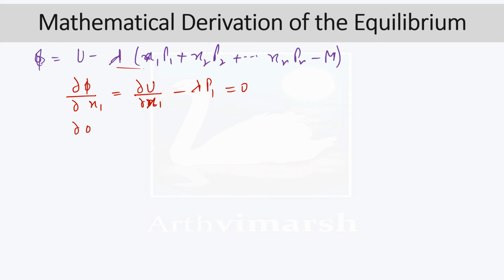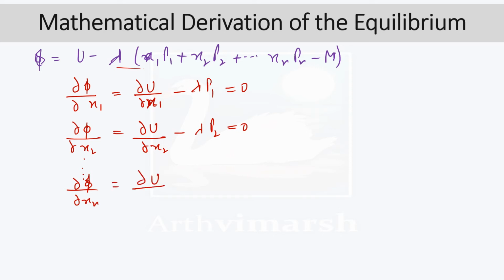Likewise, if we are differentiating with respect to the second commodity, it will give us del u upon del x2 minus lambda times p2 equals 0. And likewise, so on up to n. If I differentiate del phi with respect to del xn, I will get del u upon del xn minus lambda pn equals 0. So this will be the case up to n commodities.